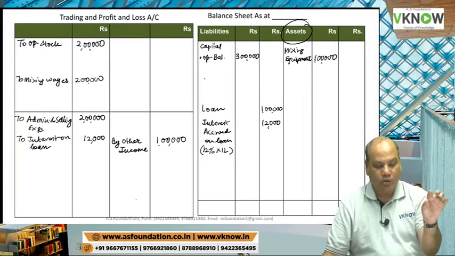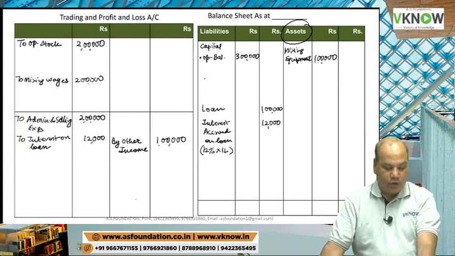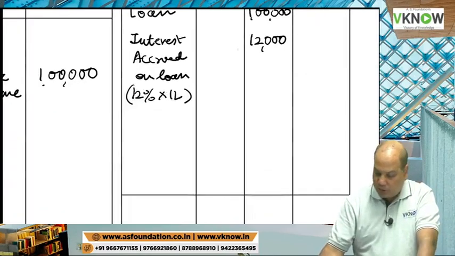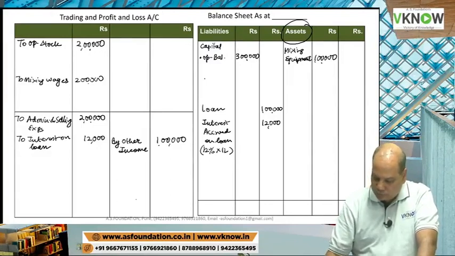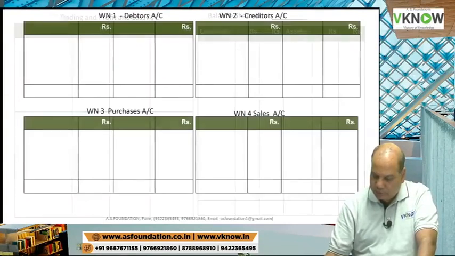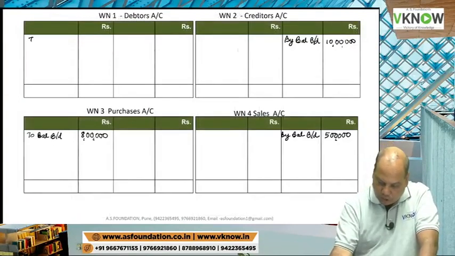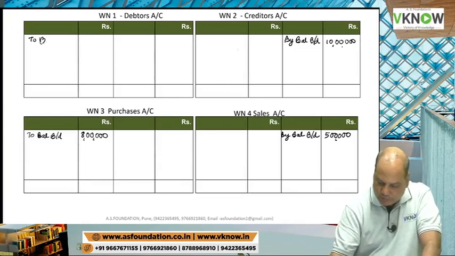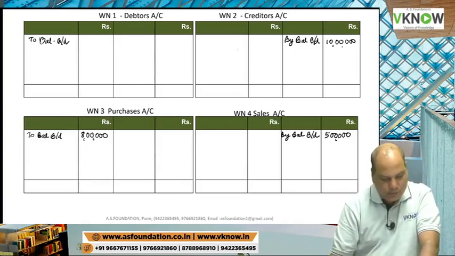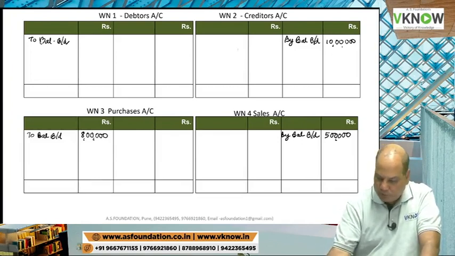The next line on the balance sheet left side is surplus difference. Ignore that. Debtors 2,50,000. So you come to debtors, to balance brought down, 2,50,000.